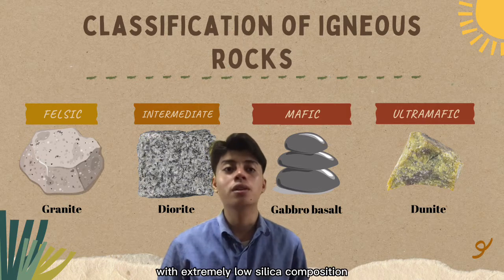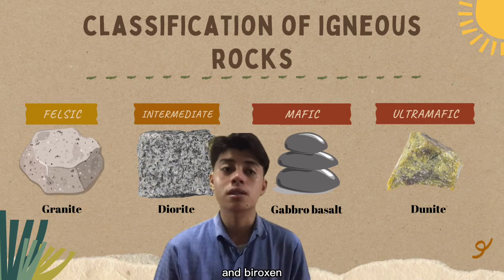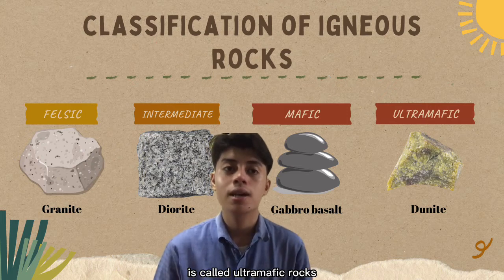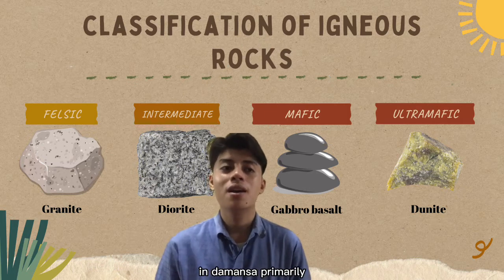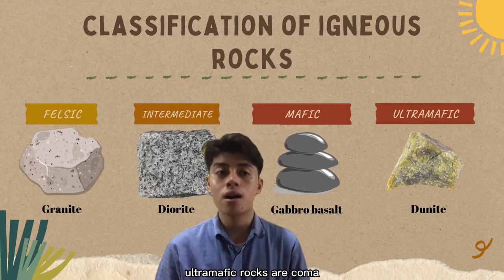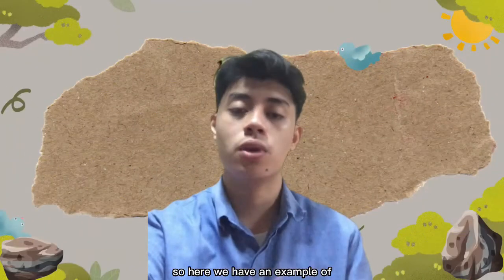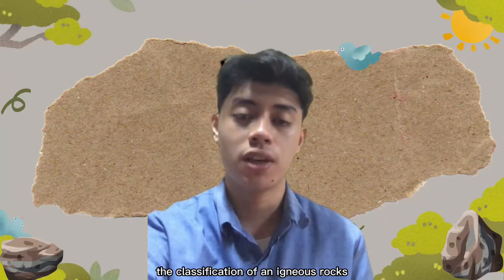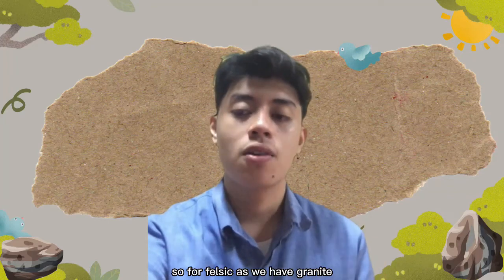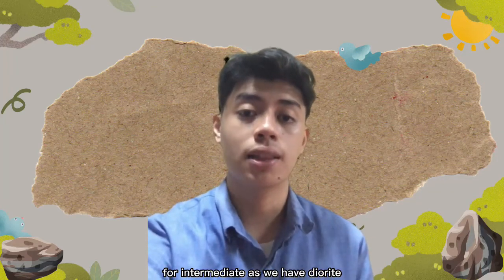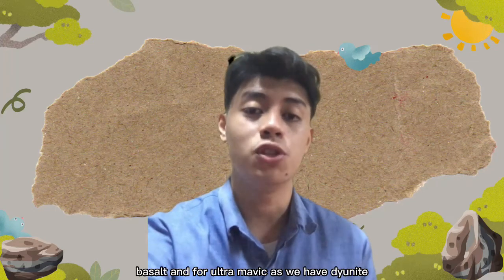An igneous rock with extremely low silica composition, being made of almost all olivine and pyroxene, is called ultramafic rock. It contains a very low amount of silica and is common in the mantle. Primarily, ultramafic rocks are komatiite and peridotite. So here we have an example of the classification of igneous rocks. For felsic we have granite, for intermediate we have diorite, for mafic we have gabbro and basalt, and for ultramafic we have dunite.